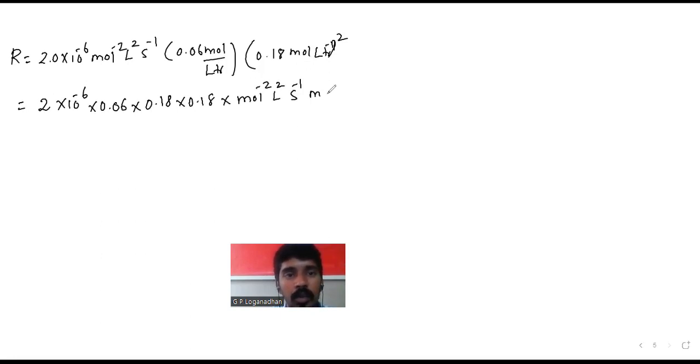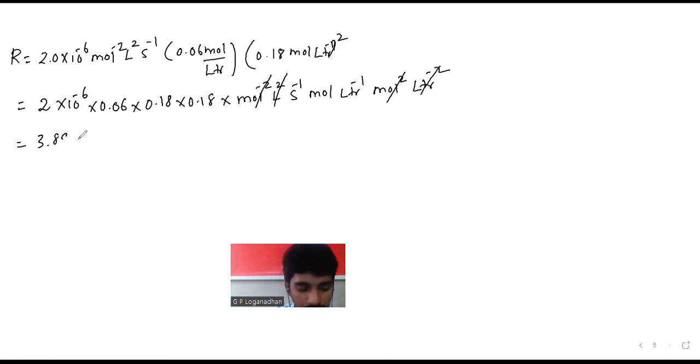And here it is mole power 1 liter power minus 1, mole power 2 liter power minus 2. So everything will be mole power minus 2, mole power plus 2, liter square, liter power minus 2. So we are left with this value. When you multiply this, you'll be getting 3.89 multiplied by 10 power minus 9 mole liter inverse second inverse. This is the answer. I hope you have understood.